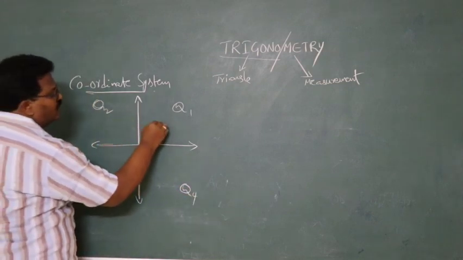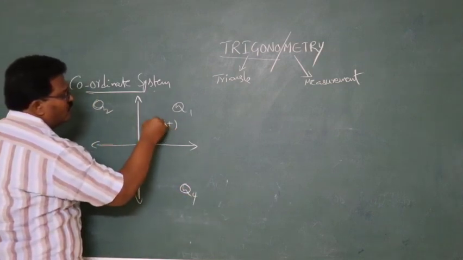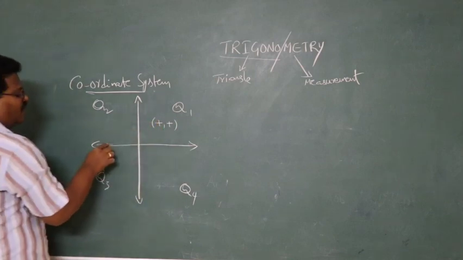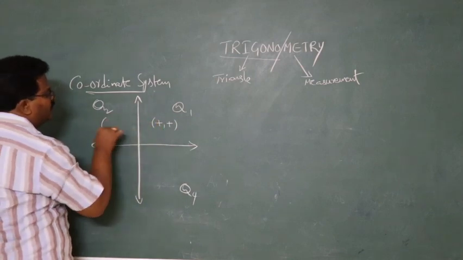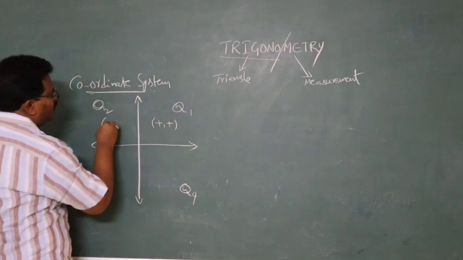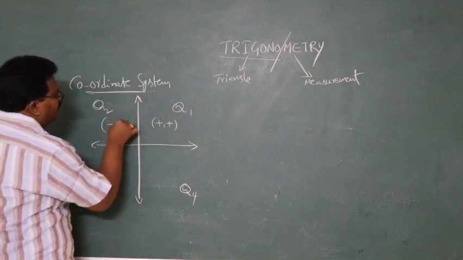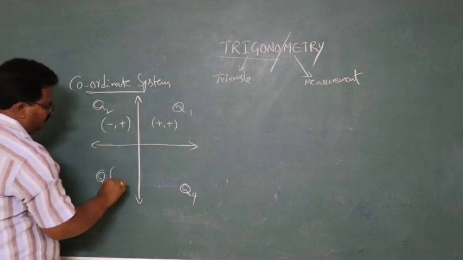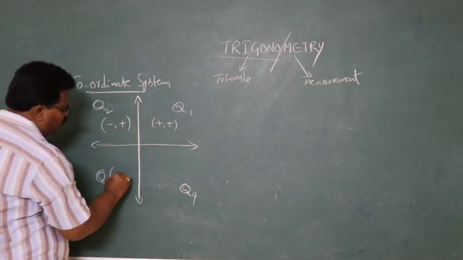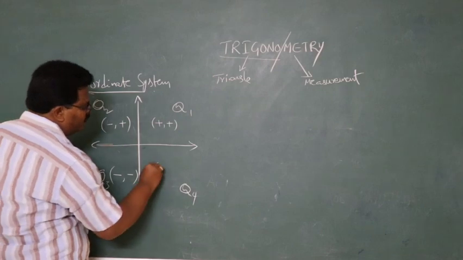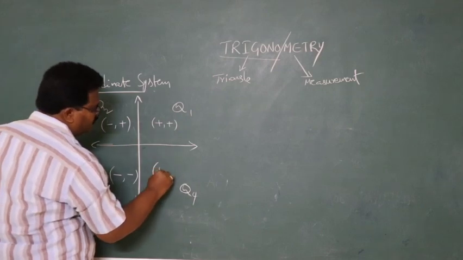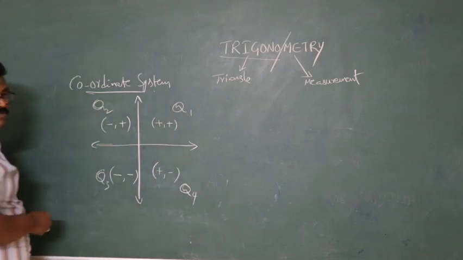In the first quadrant, the x coordinate and y coordinate are both positive. In the second quadrant, x is negative and y is positive, so that is minus and plus. In the third quadrant both are negative, and in the fourth quadrant x is positive and y is negative. So I have to remember this.